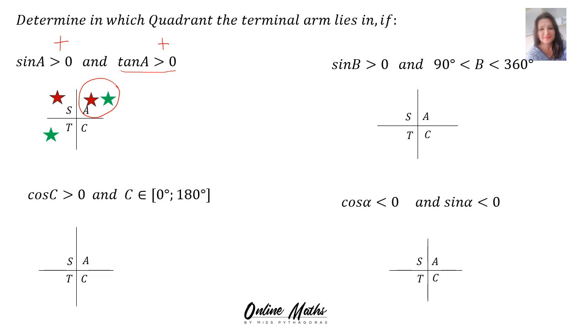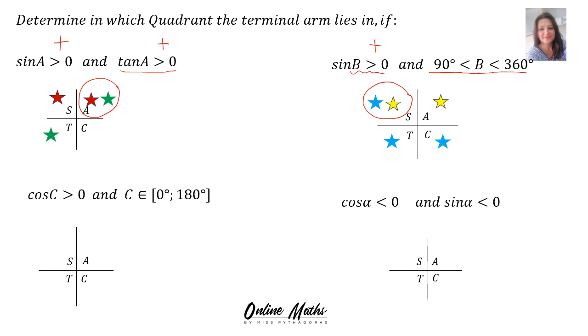If we go to the second one on the right here, sin B greater than 0 means where is sin positive? Sin is positive in the first and the second quadrant. And this you read as B is smaller than 360 and B is greater than 90. So that implies second, third, and fourth quadrant. And then there where you find your 2 stars, this is where your terminal arm will lie.